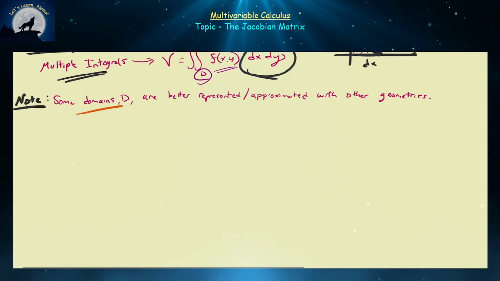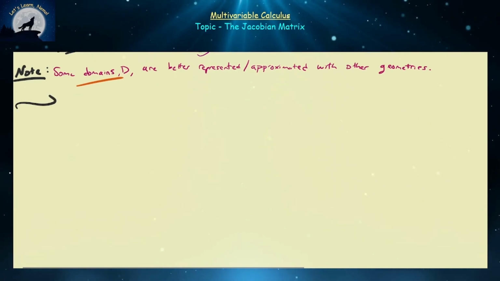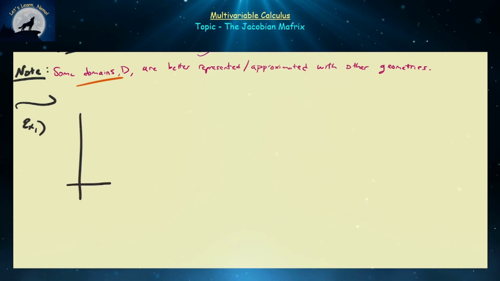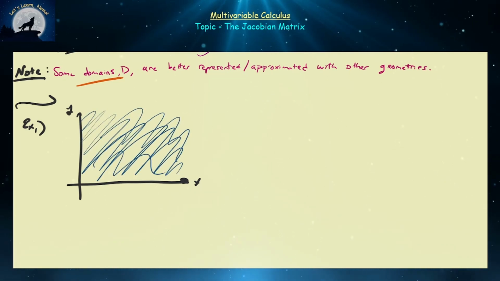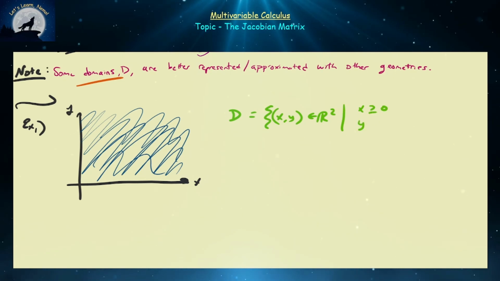So let's actually go through a couple domains just to get an idea of what we mean by better approximated or better represented. Let's assume that we have this two-dimensional plane, and let's assume that we want to cover all of quadrant 1. So how do I represent this in, let's say, rectangular coordinate systems? We can represent this as the set of all (x, y) in R2 such that x is greater than or equal to 0 and y is greater than or equal to 0.